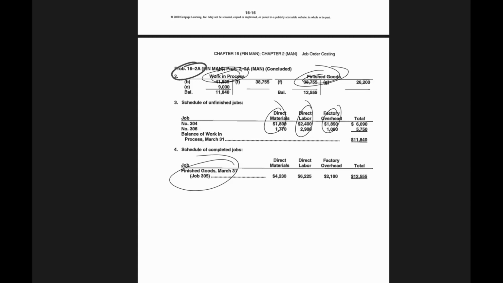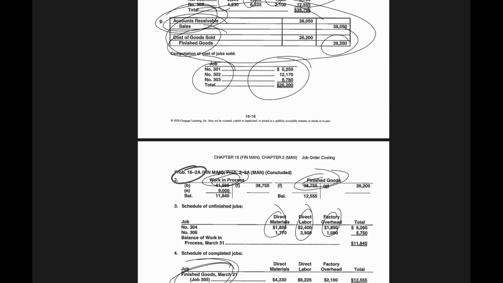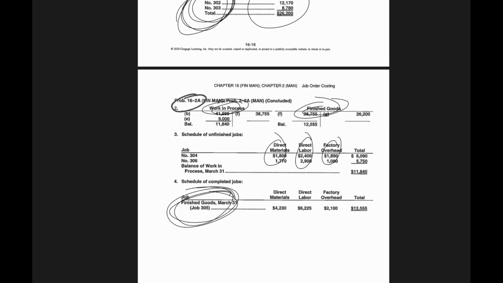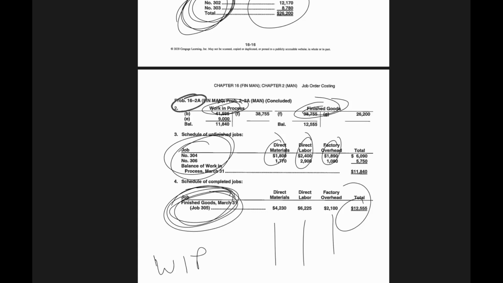Number 4, it says prepare a schedule for the completed, which we said the 4 jobs that were completed were 301, 302, 303, and 305. These are the only ones sold. So the one that's still sitting in finished goods is job 305 for a total cost of $12,555. Direct materials, direct labor, and overhead. 304 and 306 are still in WIP, and they've got direct materials applied to it, direct labor, and overhead, and there's a good chance there's going to be more added because it's still in WIP.